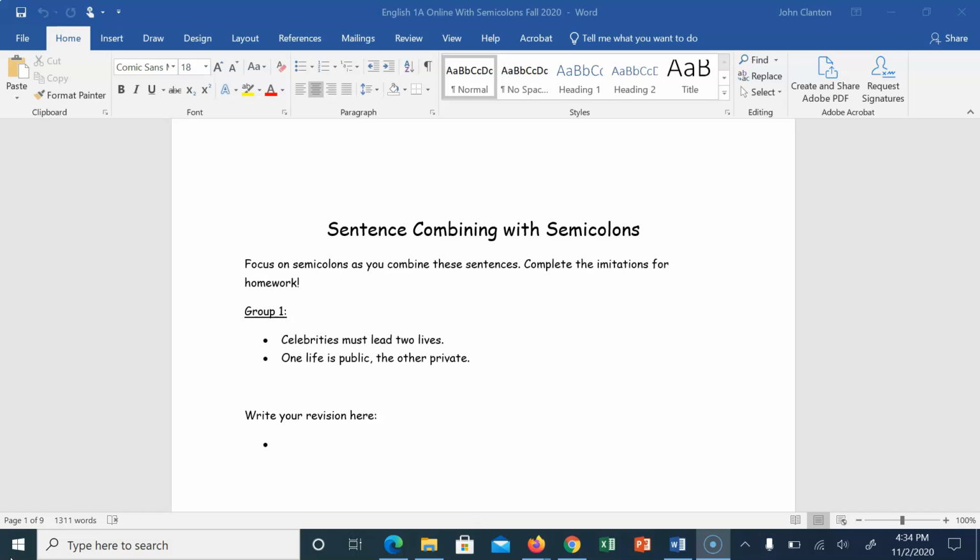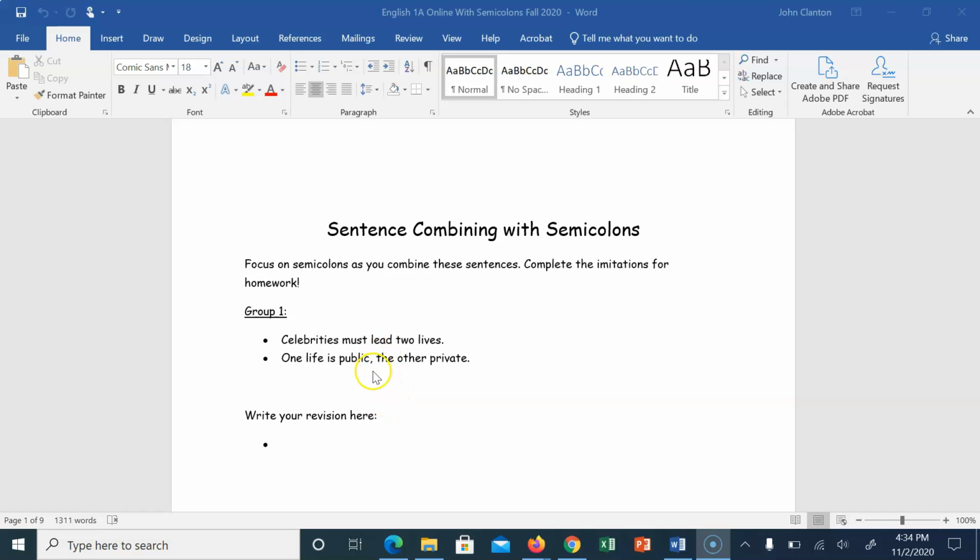So let's do a couple of examples. Let's look at group one. So remember, the focus here will be to combine two sentences using a semicolon. All right, so we have number 1 or group 1. Celebrities must lead 2 lives. One life is public, comma, the other private.